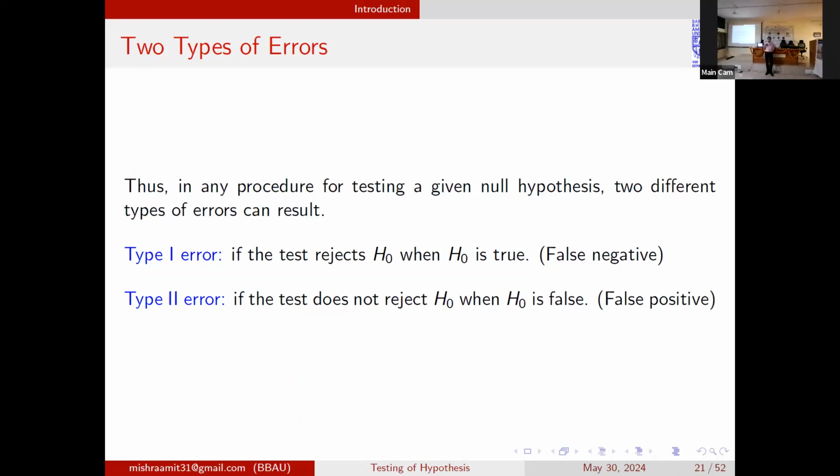That means if I am innocent and you give me lifetime imprisonment, you are committing an error. If I am a murderer and you leave me, you are committing an error. So there are two types of error: rejecting something which is true, and not rejecting something which is false. This will always be there.